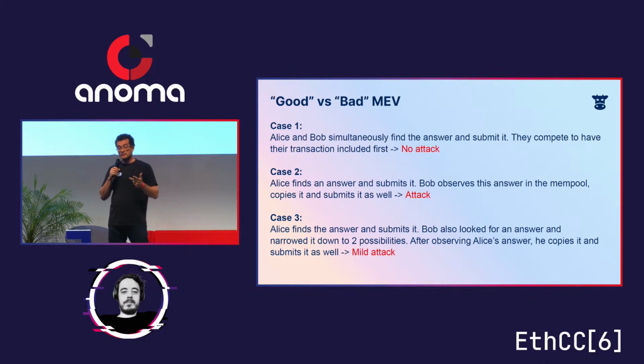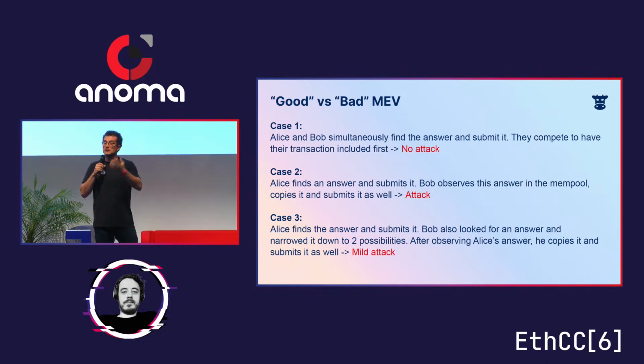And the third case is the most subtle, where we have Alice, she finds the answer and submits it. Bob is someone who was also doing his own research, okay? But he is a bit slower. So by the time Alice found the answer, Bob managed to narrow down the possible answers to 2, let's say, okay? And now he sees Alice's message in the mempool, and he figures out which one of the 2 is the correct answer, and he can then send his own transaction, okay?